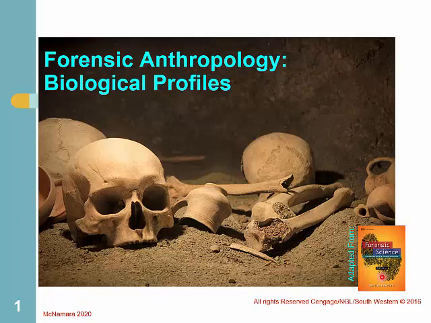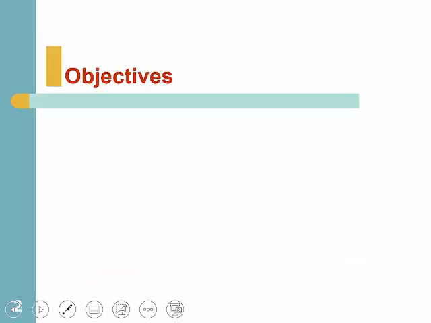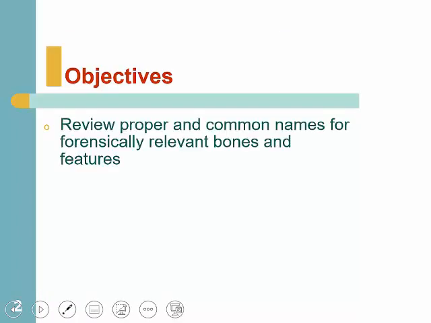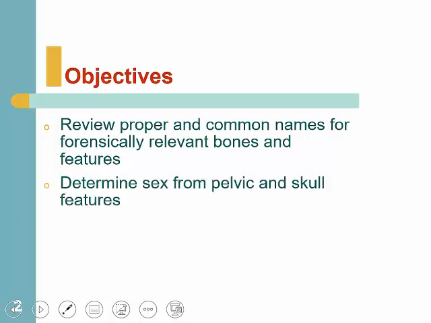Today I thought I would lend my own voice to some of the videos you've been watching and go over with you some of the key ideas behind the development of a biological profile, which is one of those main areas that the forensic anthropologist may be called upon to determine when it comes to finding of remains or bones. So our objectives for this video are to take a look at what the proper and common names are for a lot of the bones that are most relevant forensically.